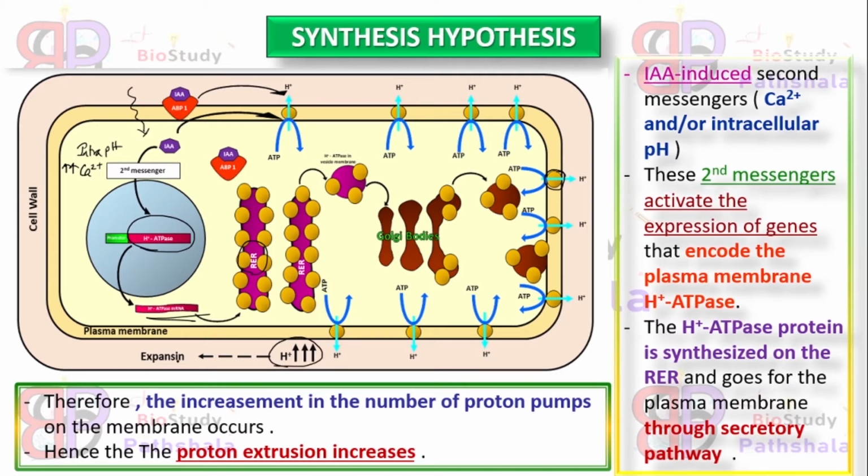The accumulation of the H+ ions in the cell wall portion may activate the expansin protein, that is the cell wall loosening factor, and the accumulation of the expansin protein may result in the enlargement of the cell wall, or the cell wall loosens by this expansin protein.